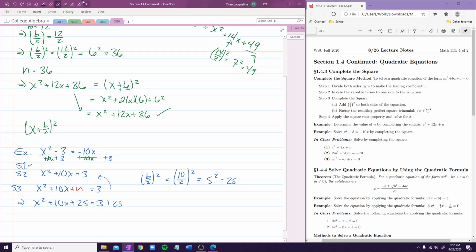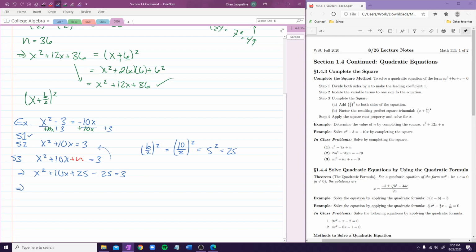Essentially what you're doing, so they said add it to both sides, but essentially what you're doing is plus 25 minus 25 is equal to 3. As you can see, we're adding 0 because 25 minus 25 is 0, and if we do that, we're still left with x squared plus 10x is equal to 3. But that's why we add to both sides, because if I add 25 to both sides, that's what we'll get.